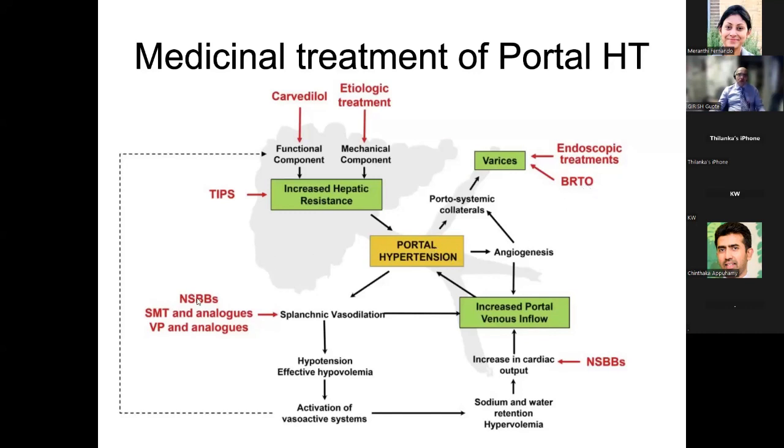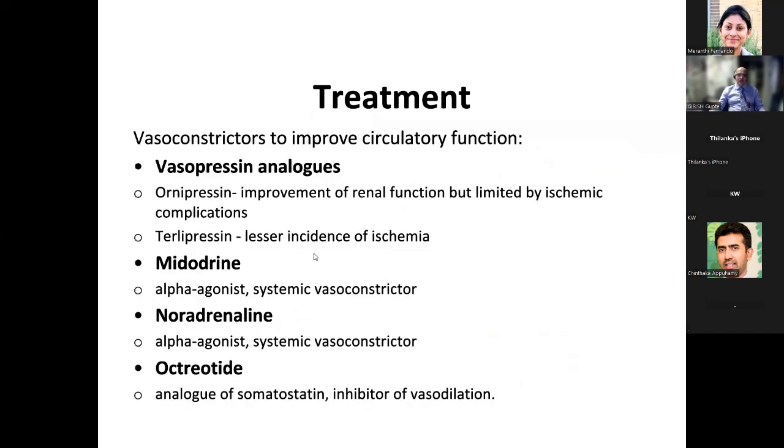But what is important is there are some medicines which we can use because portal hypertension causes splanchnic vasodilatation and hypotension, and then leads to increased portal venous flow. So we can use non-selective beta blockers which can act at various sites and help in the management of this portal hypertension. There are various treatments that have been used. There are vasopressin analogs. There is octreotide, which I already talked about. I don't think midodrine and noradrenaline are that commonly used nowadays.